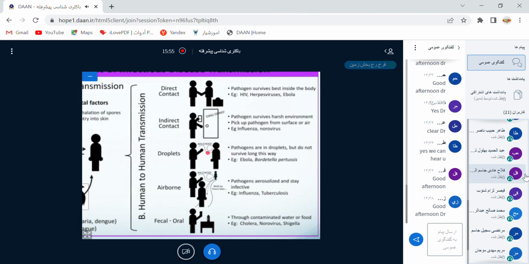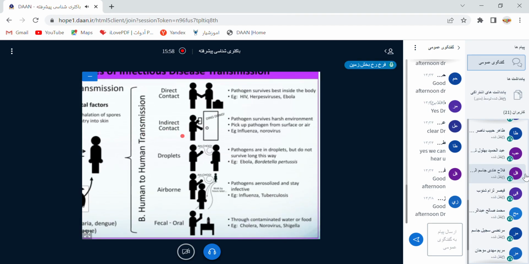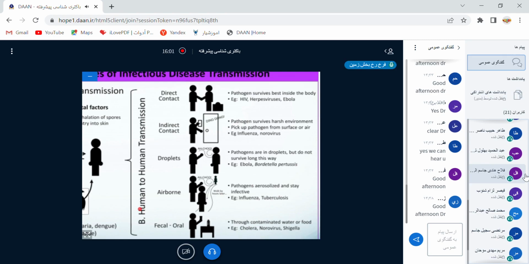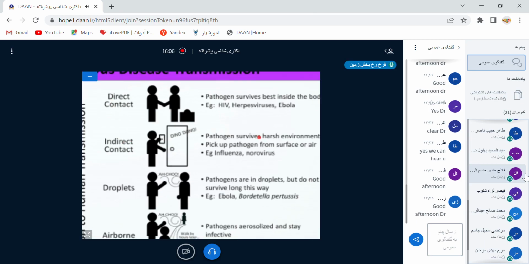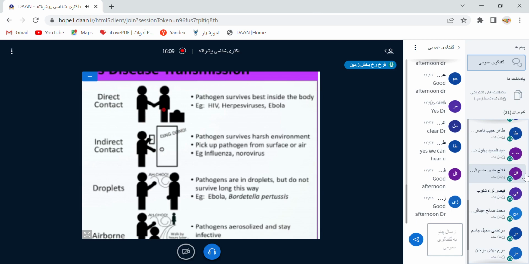In the second part, human to human transmission. We want to see human to human transmission. One is direct contact. Pathogens survive best inside the body, like HIV, herpes viruses, Ebola, and mostly they cannot survive outside the body. So directly from one person to another in a short time, transmission is happening.